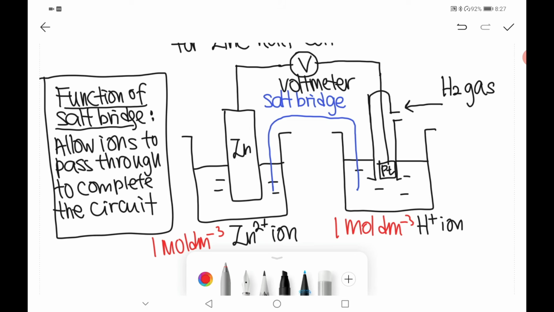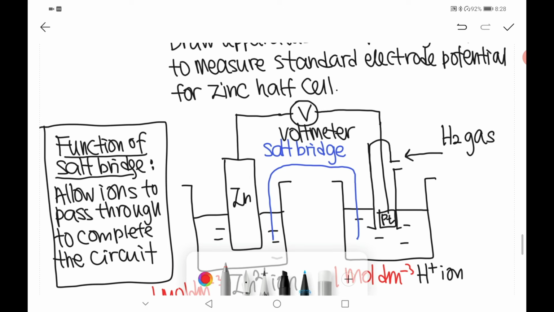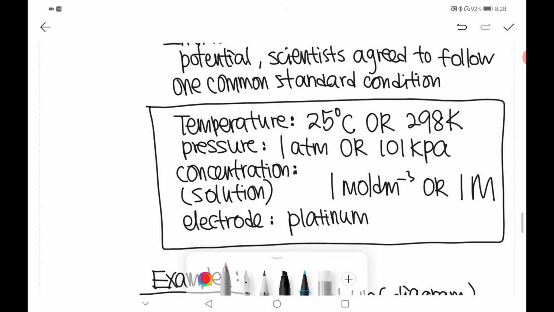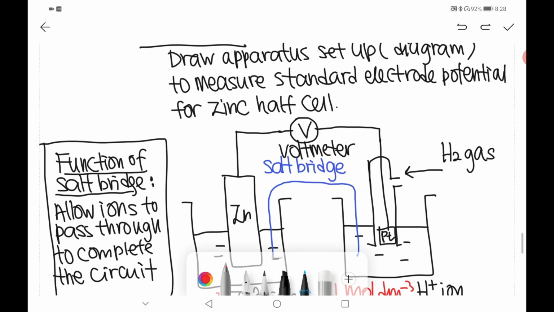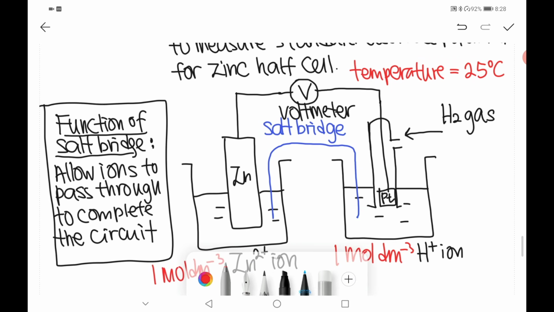This whole experiment must be carried out at standard temperature, 25 degrees Celsius. So here you don't need to label; you can just simply put some words on top here. You can just write temperature equal to 25 degrees Celsius, or you can write 298 Kelvin, up to you. After that, because we have a gas, there is pressure.